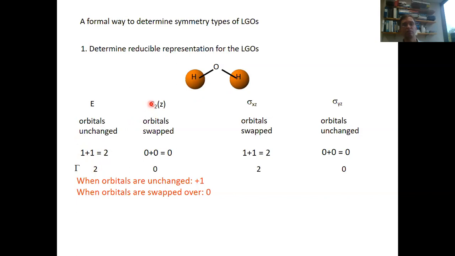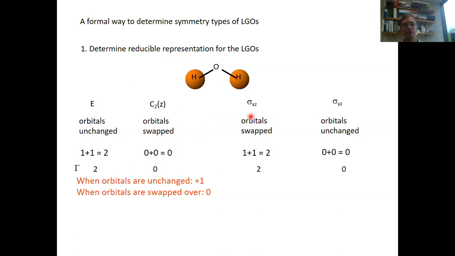Now let's do the same for the C2 symmetry operation. If we carry out the C2 operation, we rotate around the C2 axis, which stands here. Does that swap the orbitals? Yes, of course. It moves this orbital into that position, and it moves this orbital over into that position. Therefore both orbitals get the character 0, and 0 plus 0 is overall 0. That is the second character of our reducible representation.